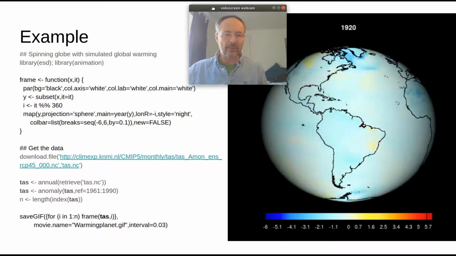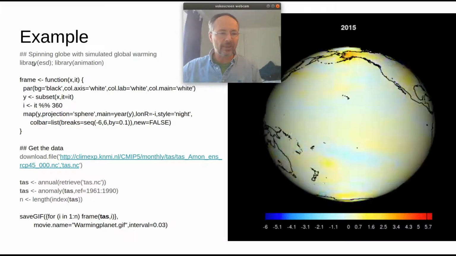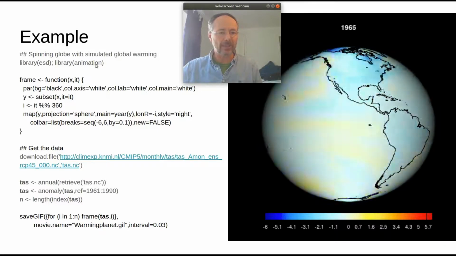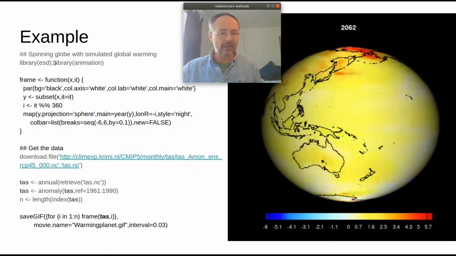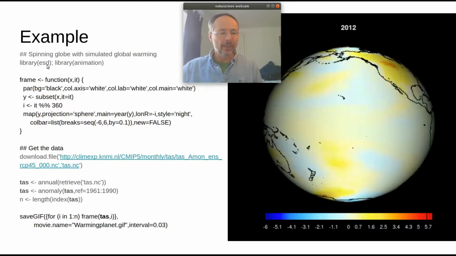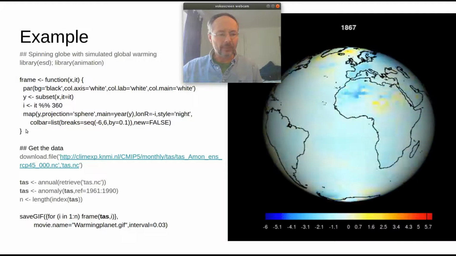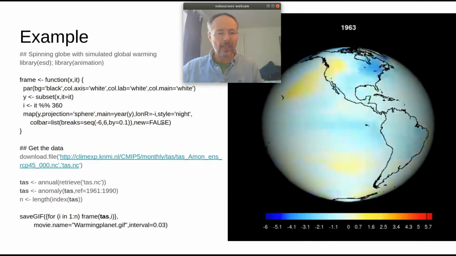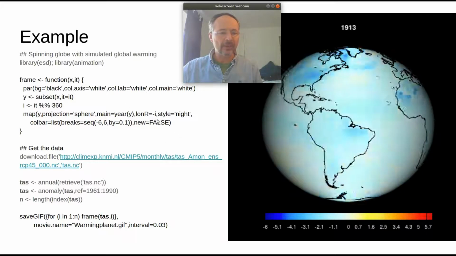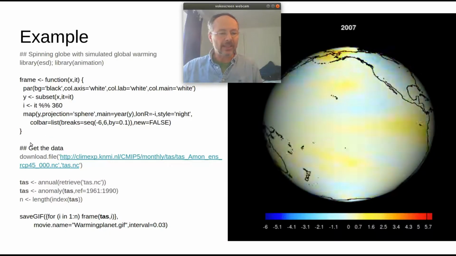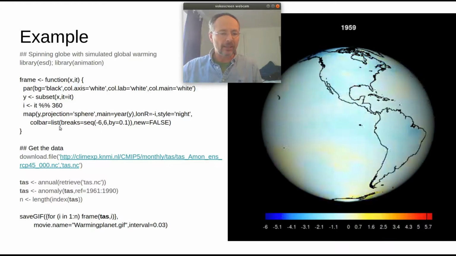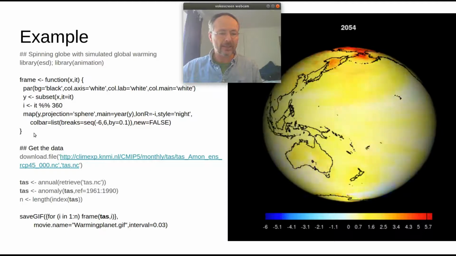So basically, to make this animation, I first needed an R package called ESD and an R package called animation. So I loaded these libraries in the R console. Then I needed a function called frame here, which maps the temperatures on the sphere for different years and also at different angles. Then I needed the data itself, so I downloaded data from the KNMI Climate Explorer and I saved it locally on my disk as a file called tas.nc.